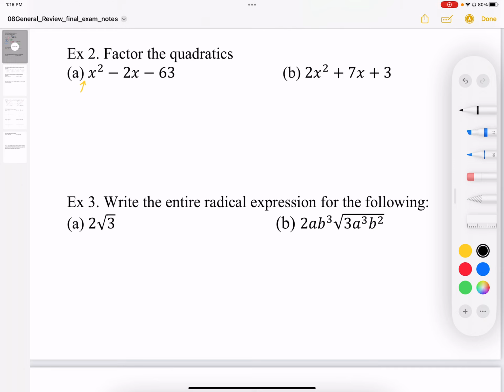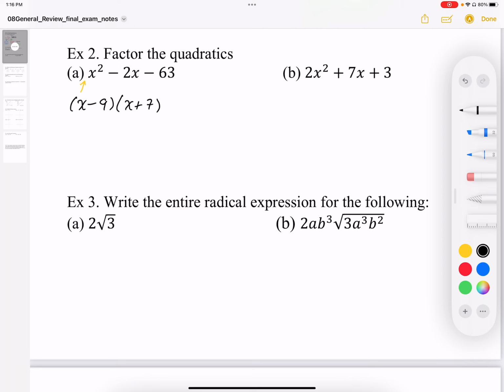So we're going to look for two numbers that multiply to the last number of negative 63 and have a difference of negative 2. There's not too many factors of 63. It's going to be 9 times 7, and those have a difference of 2. So we can write this as x minus 9 and then x plus 7, because remember that these have to add to negative 2.